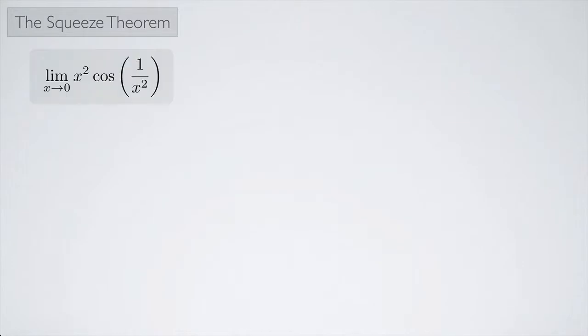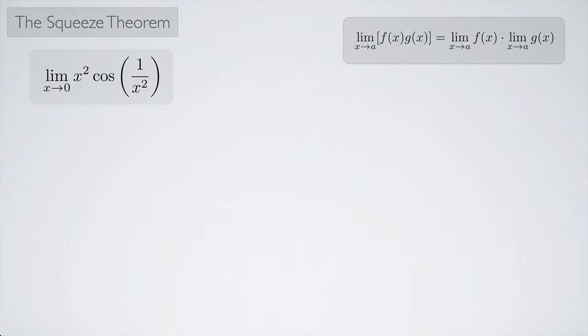Consider the limit as x approaches 0 of x squared times the cosine of 1 over x squared. So for this kind of a limit, we maybe could try and use one of the limit laws. We have a limit law that says the limit as x approaches a of a function f of x times a function g of x equals the limit as x approaches a of f of x times the limit as x approaches a of g of x.